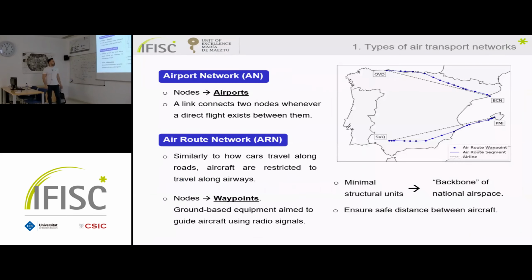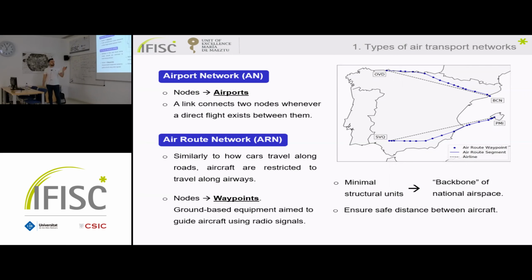Now let me further discuss the differences between these two representations. First of all, we have the typical airport network, where nodes correspond to airports and a link connects two nodes whenever a direct flight goes between airport 1 and 2. For example, here we have this picture of two pairs of Spanish airports. However, real flights do not always follow straight lines between the departure and arrival nodes, but are instead restricted to follow what are called airways. These airways play a similar role to what happens with cars traveling along roads.